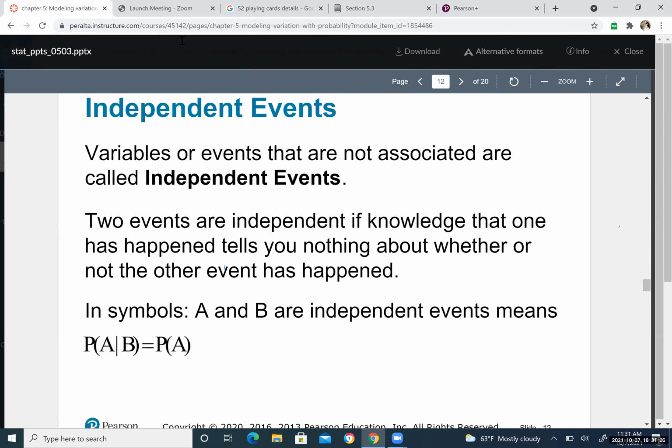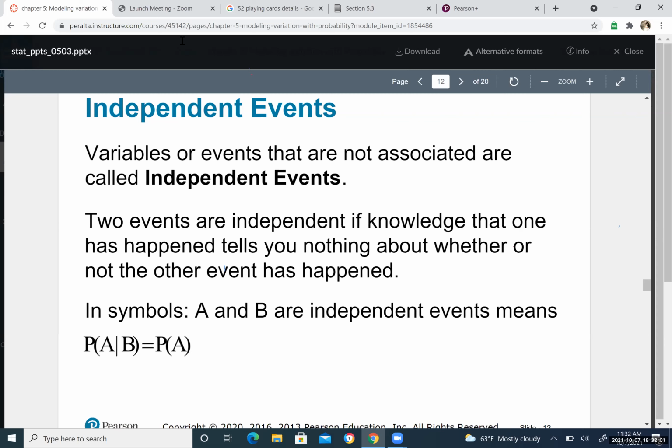Independent events, what does it mean? Events that are not associated are called independent events. So two events are independent if knowledge that one has happened tells you nothing about whether or not the other event has happened. So they're not related, correct? They're not associated.